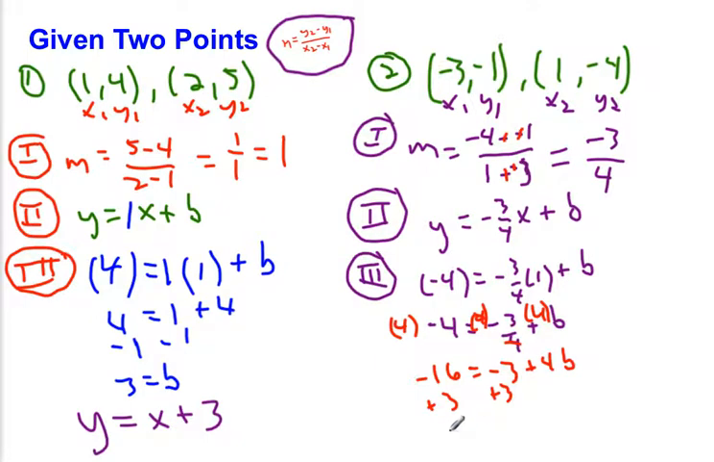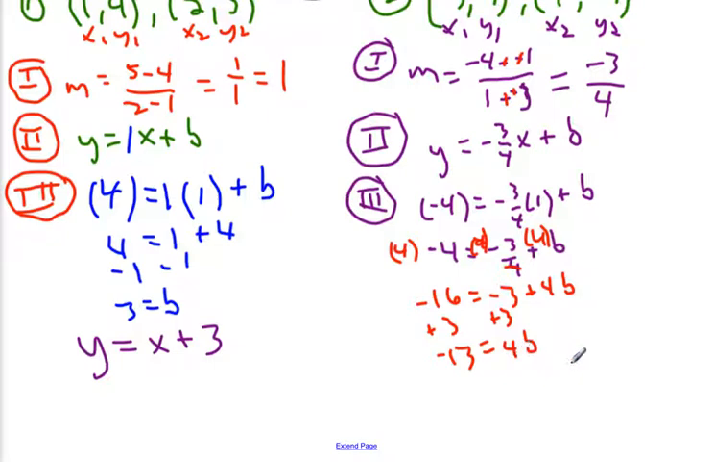And this would be negative 13 equals 4b. And that would reduce to, if we divided by 4 on both sides, b equals negative 13 over 4, which is kind of messy, but that may be the situation. You may end up in a situation where you have a fraction for the y-intercept, and that's okay. So now that we have a y-intercept and we have our slope, we can write it, right?